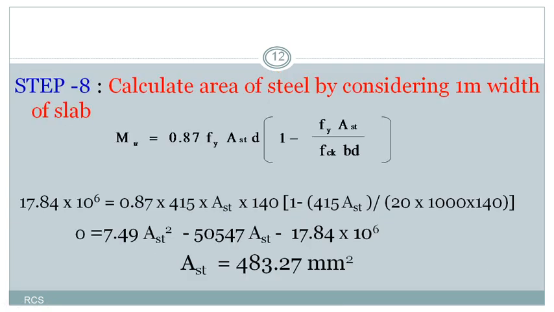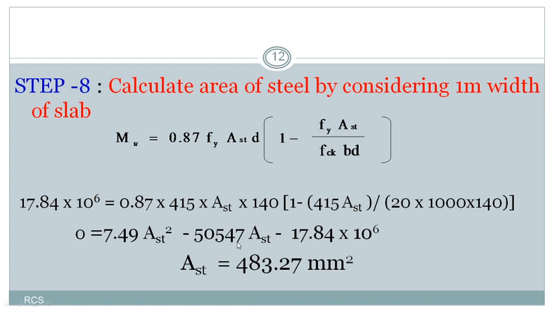Right. Next, we have to calculate the area of steel by considering 1 meter width of the slab. Okay, how to calculate this? As I already discussed, the area of steel we have to calculate with respect to the moment of resistance in the tension zone, that is Mu equal to 0.87 fy Ast d into 1 minus Ast fy by fck b d. If you substitute the values here, Mu equal to 17.84 into 10 power 6. And finally, we will get Ast equal to 483.27 mm square.